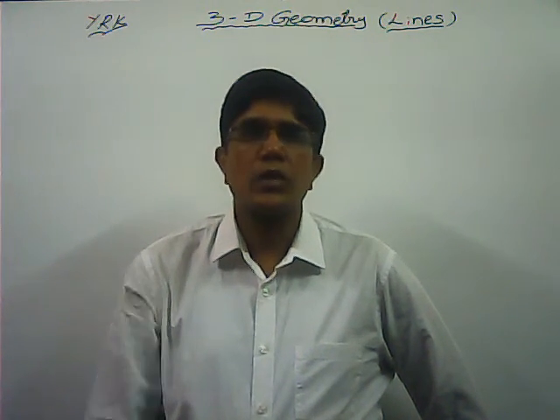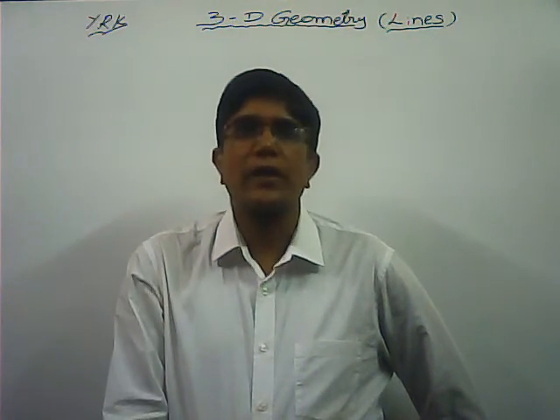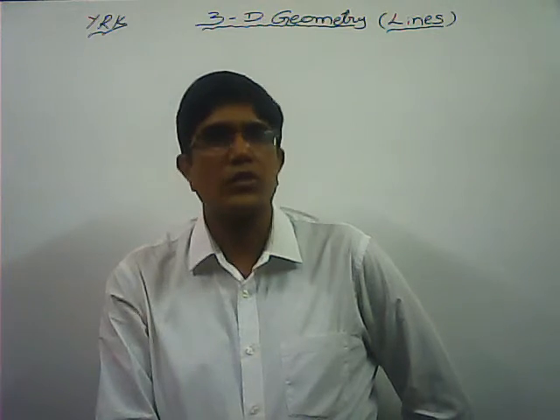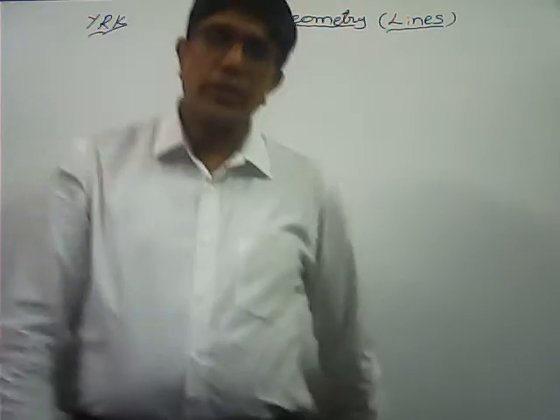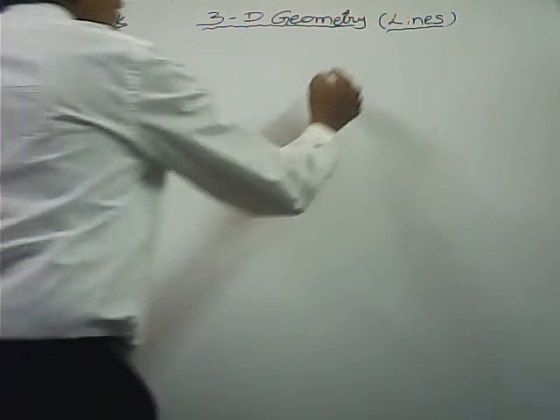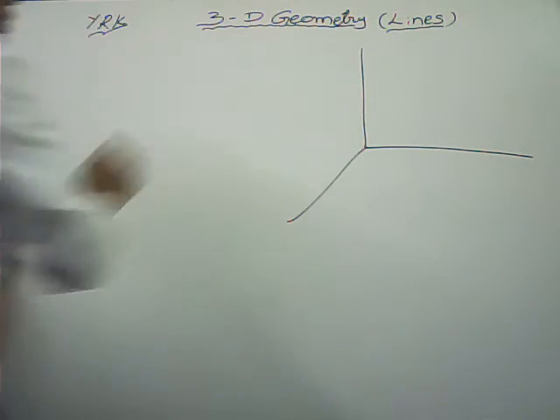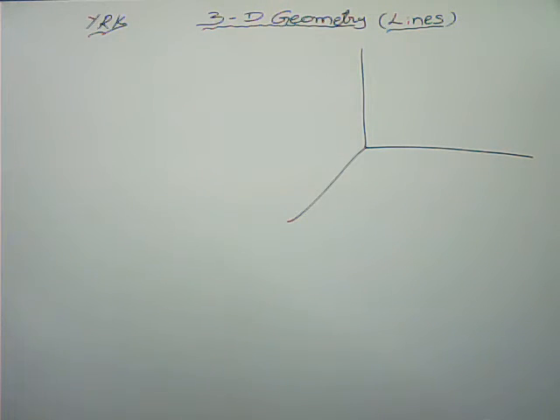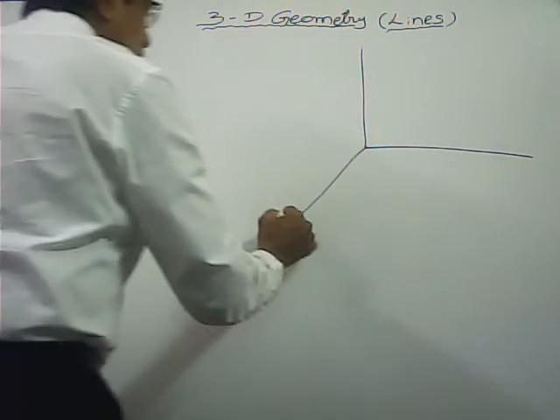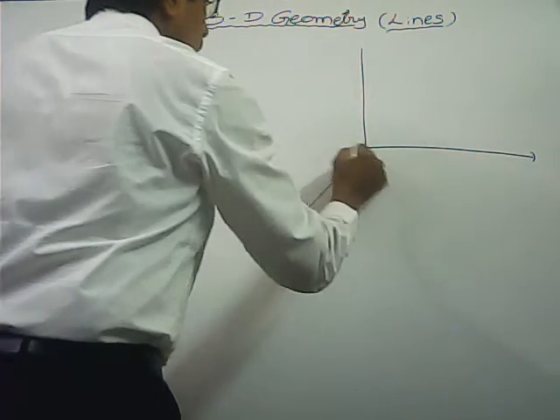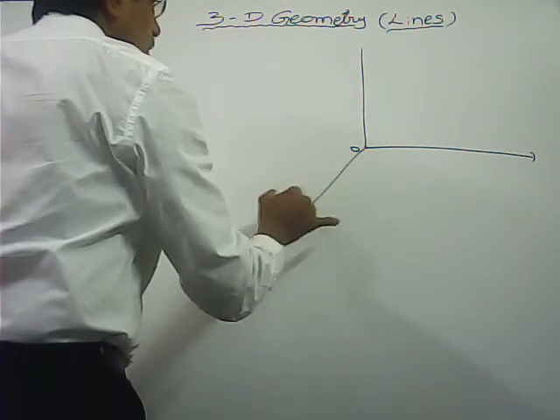In this video class, I am going to explain about the lines in three-dimensional geometry. See how to find the equation of the line in space. Equation of the line: here two conditions are there. In the first condition, the equation of the line passes through a given point.